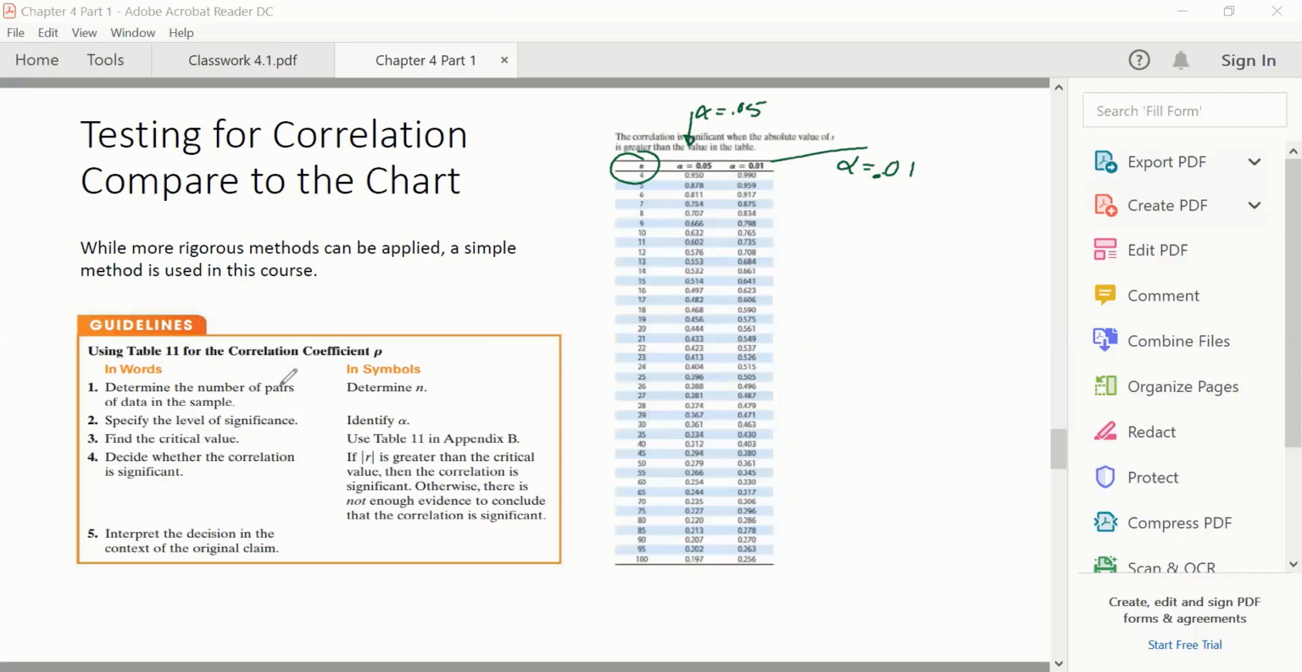We're going to determine the number of pairs of data in the sample, or the sample size n. We're going to identify alpha from the question, how significant do we want it to be? And we find the critical value in the table. And if our correlation is significant, then ignoring the sign, we want to make sure our correlation is greater than what's required for that sample. And then we can interpret whether or not it's sufficient.